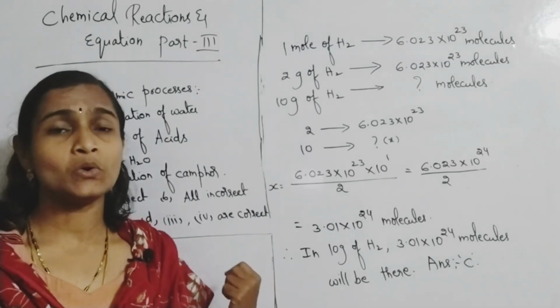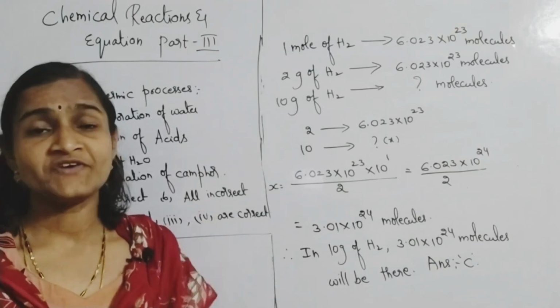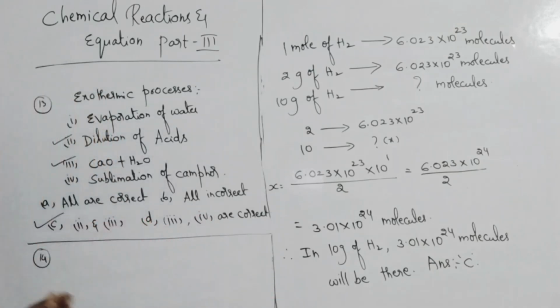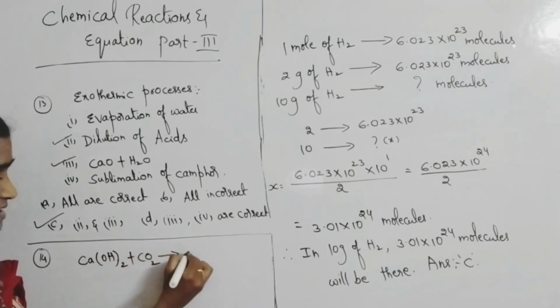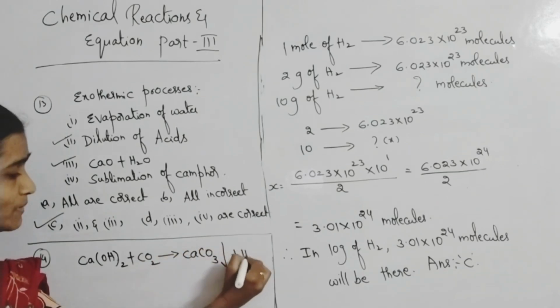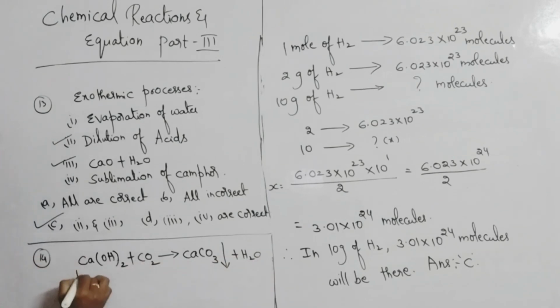Instead of writing the whole question and 4 options, let me recall. The test for carbon dioxide is that it turns lime water milky. What is the reaction? Lime water is calcium hydroxide. When it reacts with atmospheric carbon dioxide, it forms a milky white precipitate of CaCO3 plus H2O.